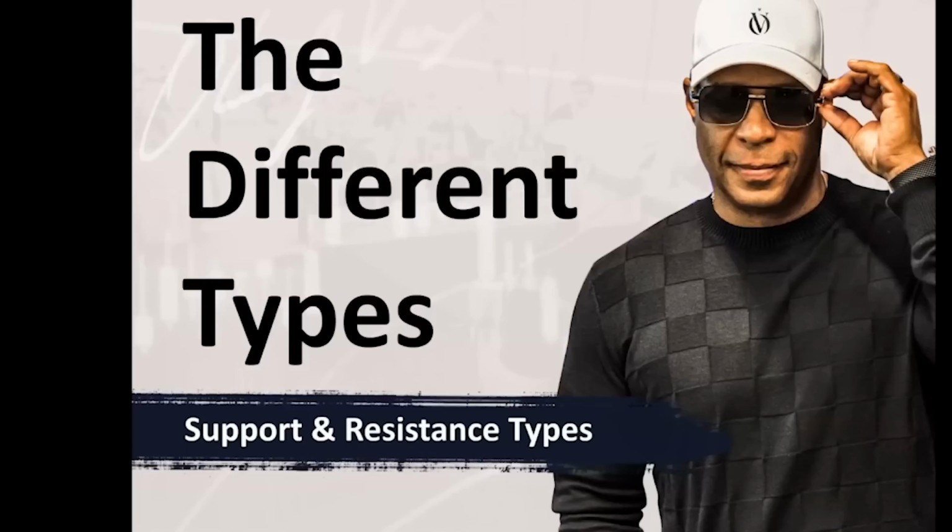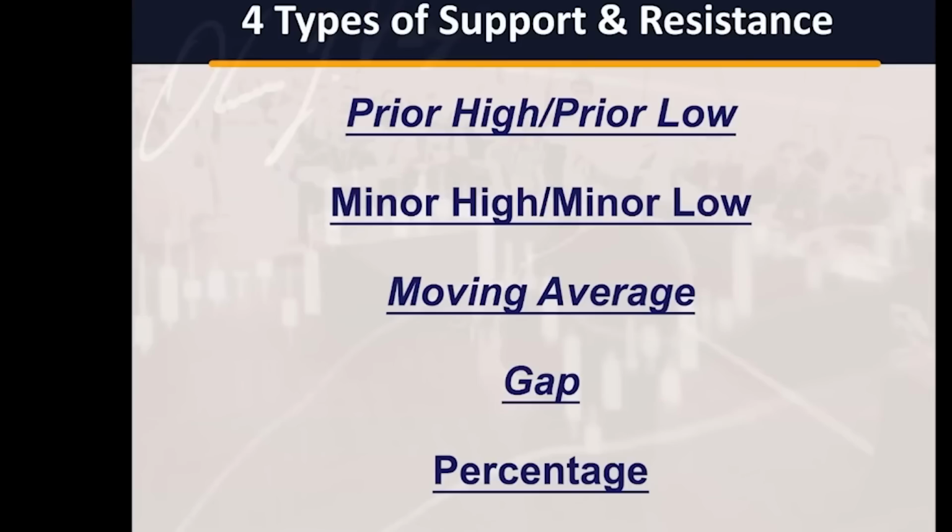Okay. Now, the first thing I think it's important for us to do is to talk about the different types of support and resistance, because there are differences. Okay. I have 4 here. It really should be 5. It looks like 3, 4, 5. Okay. So there are really 5 major types of support and resistance. That number at the top should be 5.